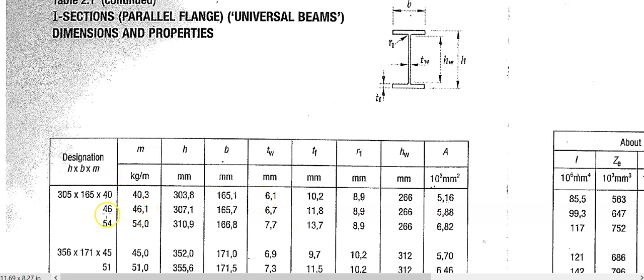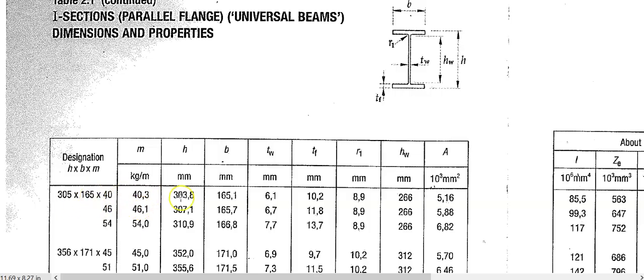So in this group of sections, we've got a 305 by 165 by 40, one of 46 kilograms and one of 44 kilograms per meter. Now people, very important: this is just its designation or its name. So this is a 305 by 165 by 40. If I want the exact height h, I go to h, and actually it is 303.8 millimeters deep. That one is 307.1 millimeters deep, and that one is 310.9 millimeters deep. So that's just its approximate dimensions. If I want the exact dimensions, I go to the table.